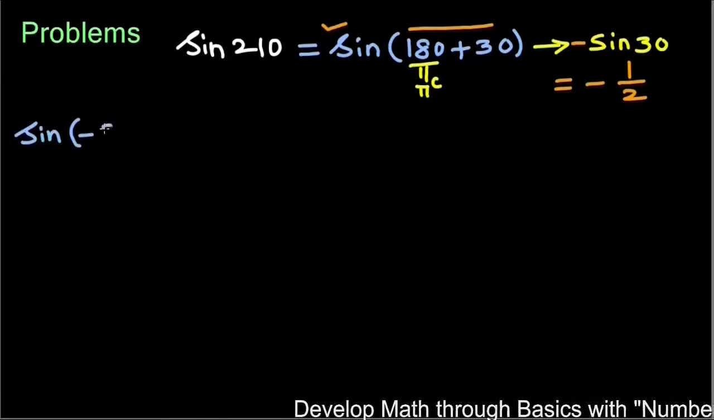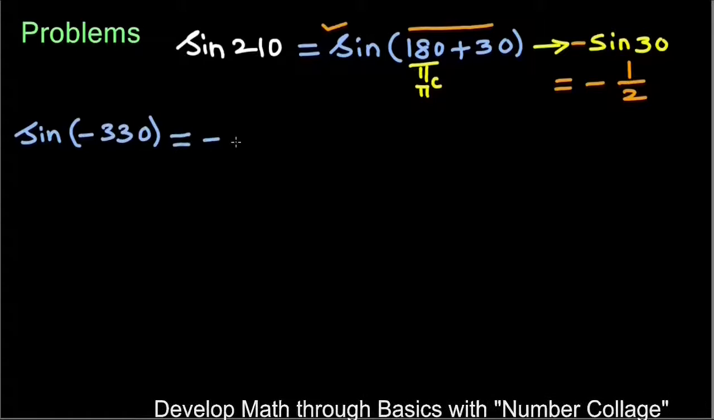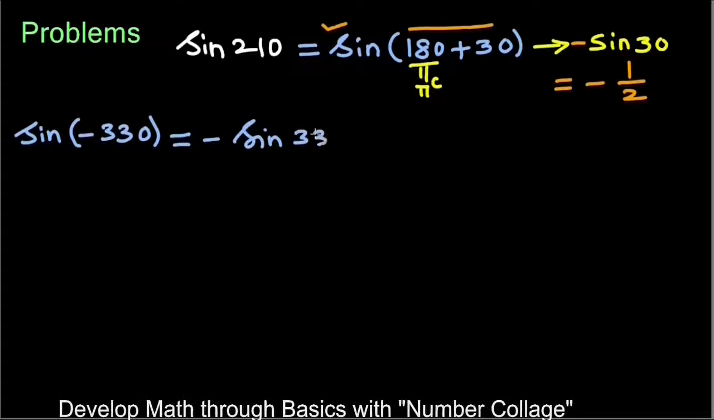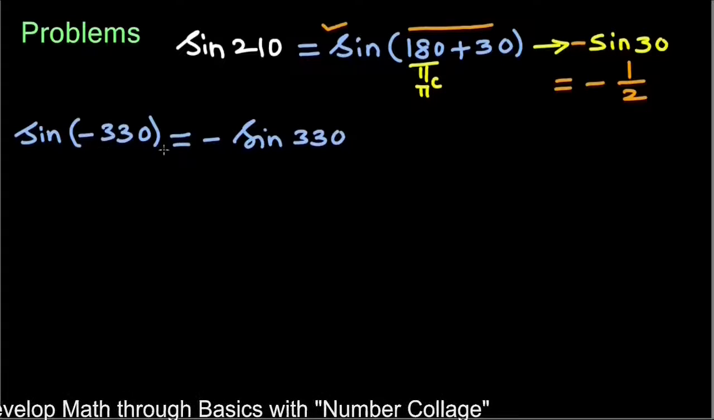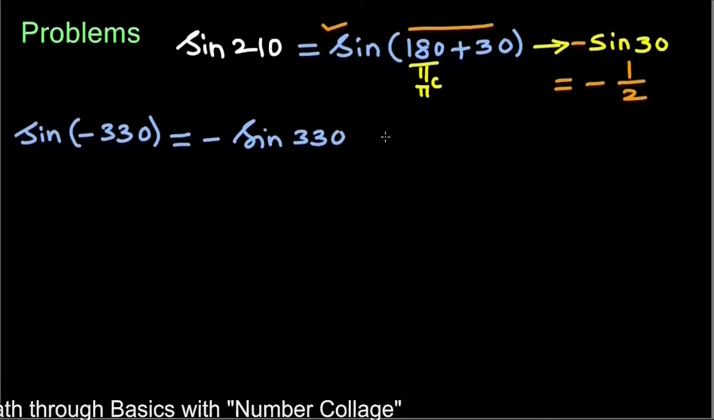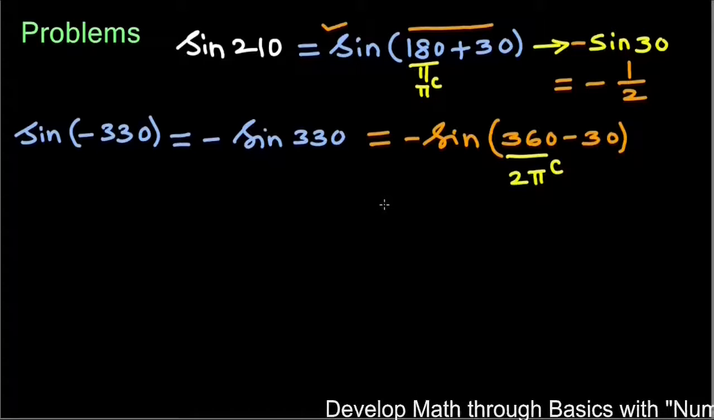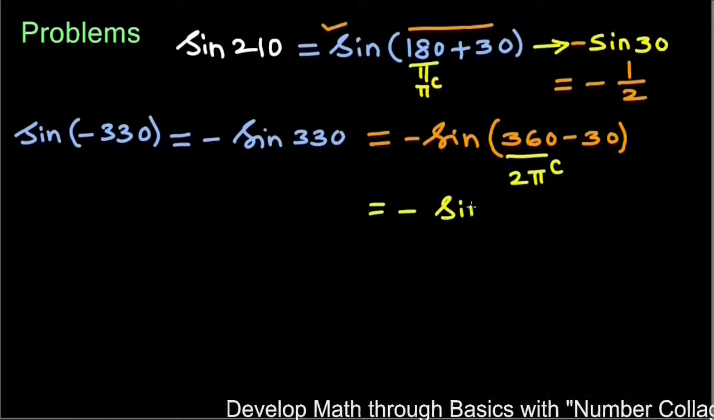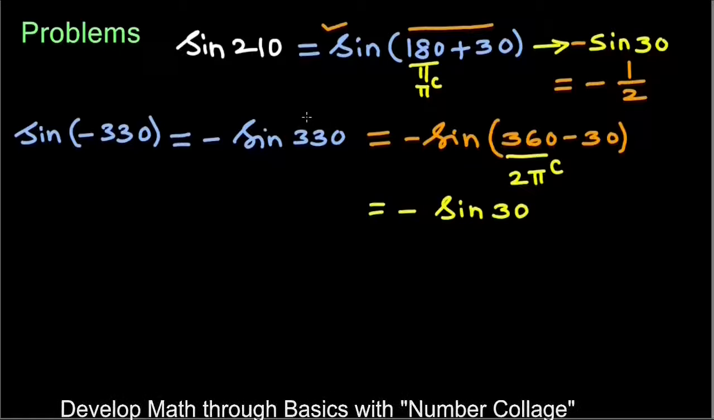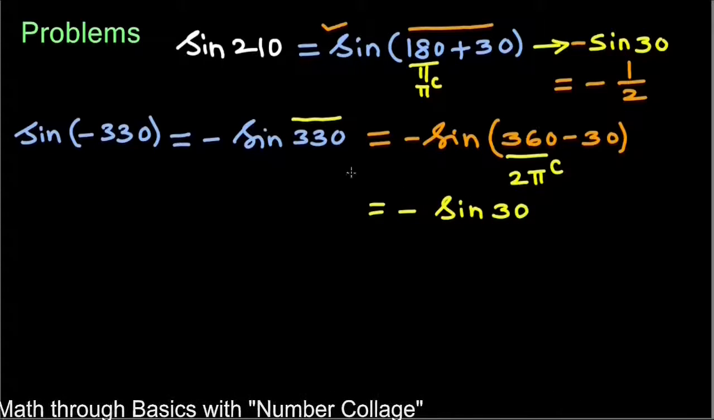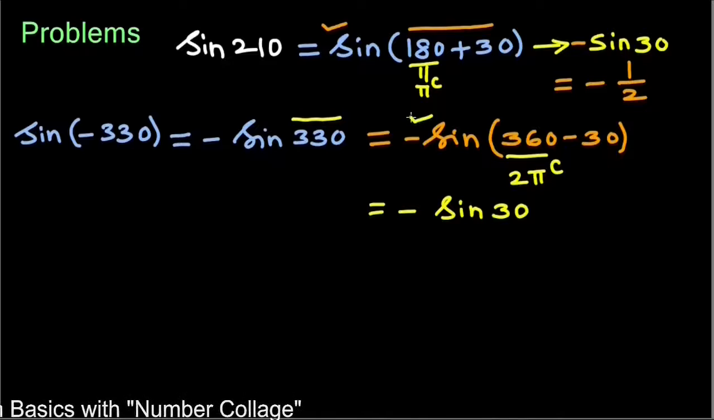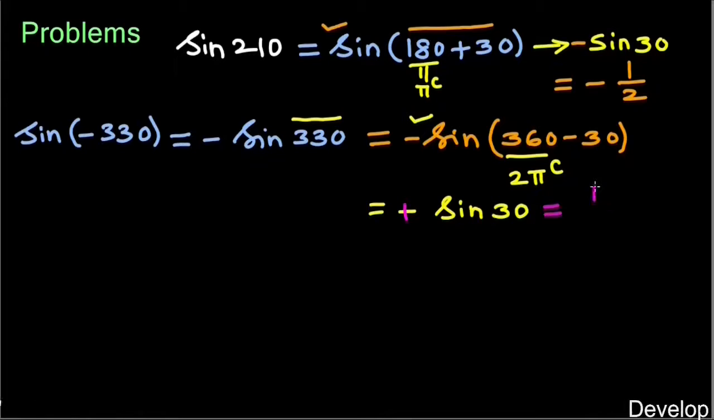Sine of minus 330 will be minus sine 330, because sine of minus theta is minus sine theta. This will be minus sine of 360 minus 30, but 360 is 2 pi radians. Therefore, it will be minus sine of 30 only. But this angle 330 lies in the fourth quadrant, and in the fourth quadrant sine is negative. Therefore, this will be minus of minus sine 30, that will be plus sine 30, that will be 1 upon 2.